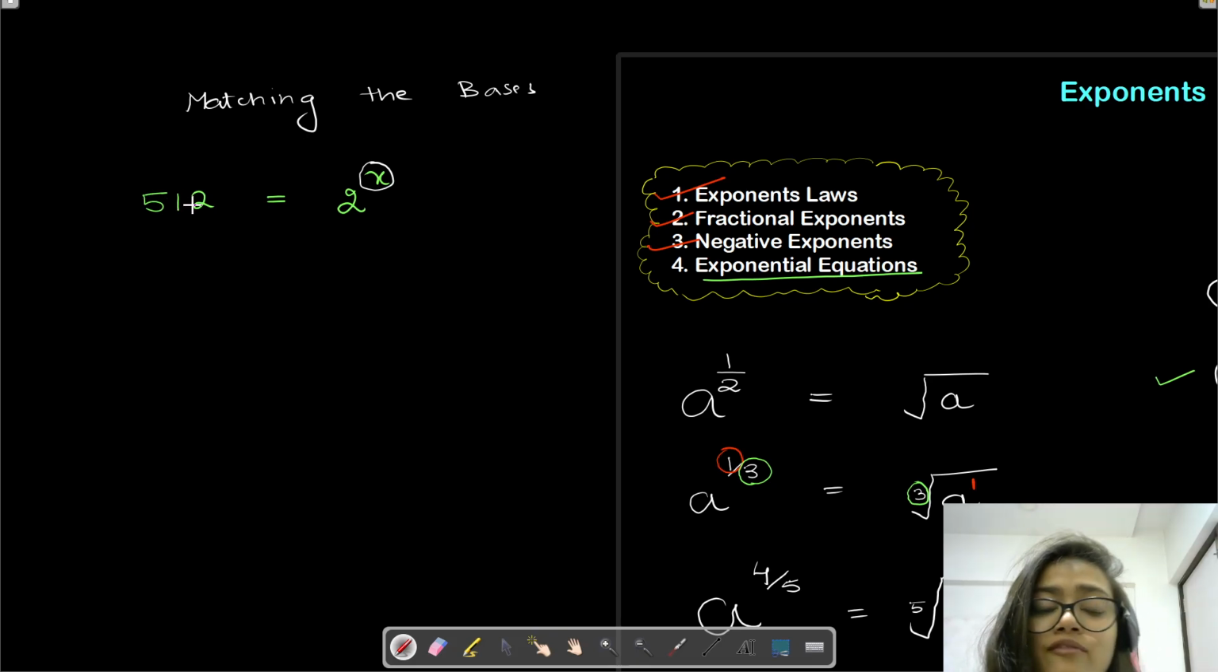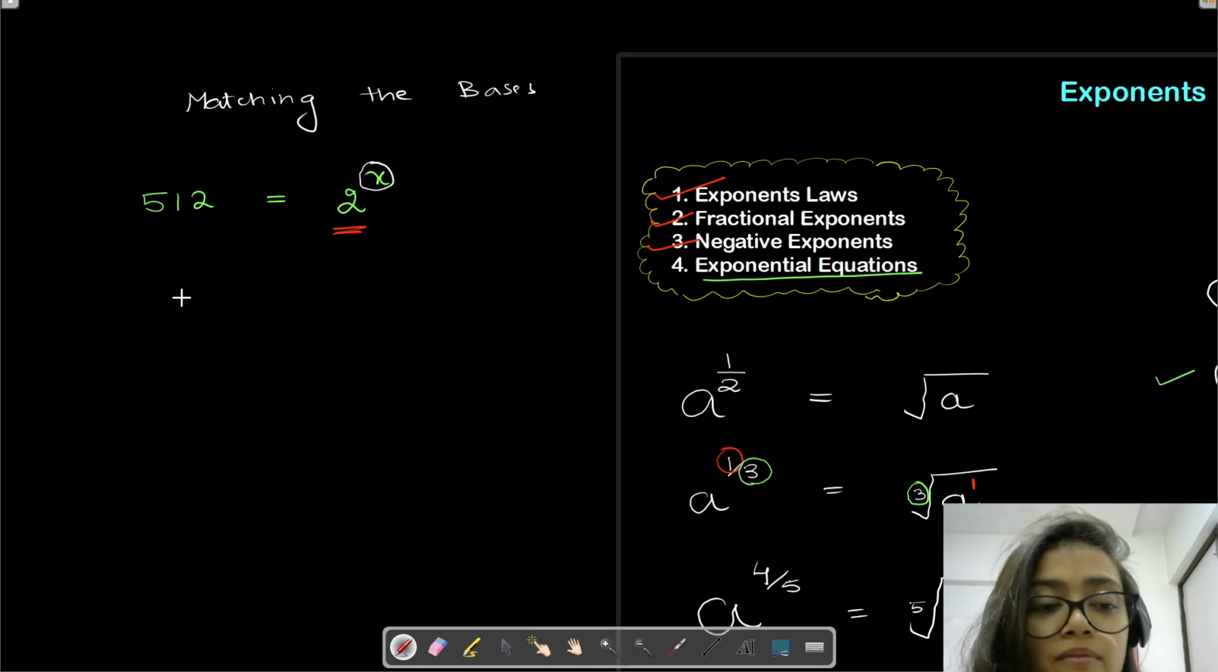Now you'll say that 512 is not in the form of exponents, so you will have to make 512 in the form of exponent. On the right hand side we see the base is 2. So on the left hand side as well we need to convert 512 in the form of a power which has base 2. Now I know that 512 is actually the cube of 8. 8 cube is 512. So I'm going to write 512 as 8 raised to 3.